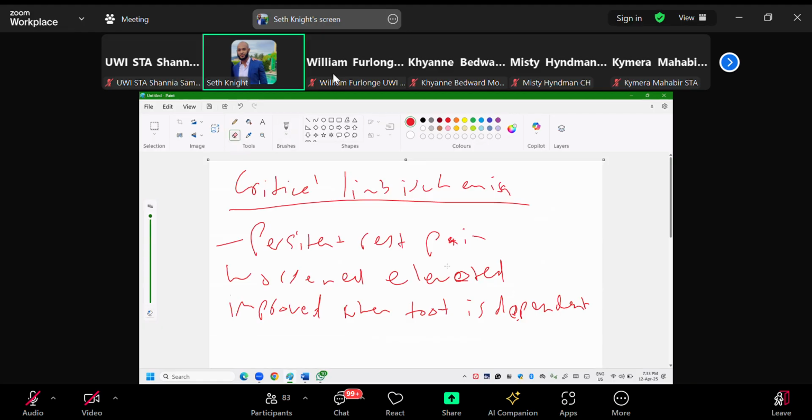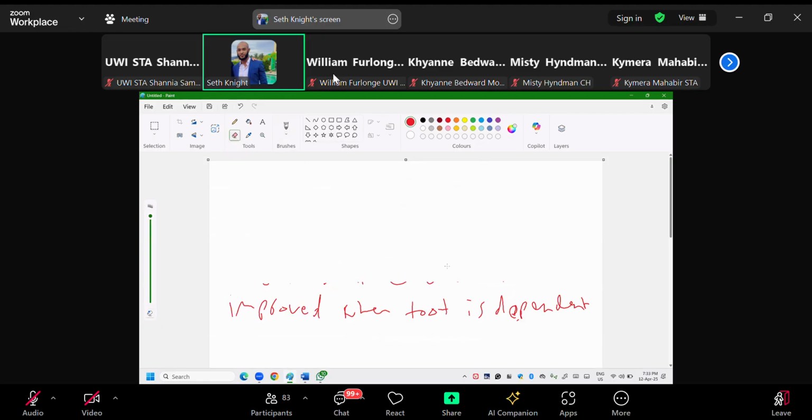Now, this concept of the foot being elevated and dependent brings us to this concept as well that you need to know for your OSCE. That is the Buerger's angle of vascular insufficiency.